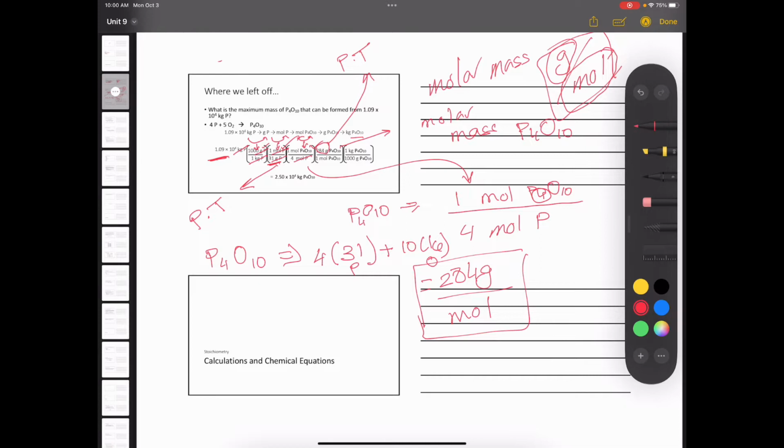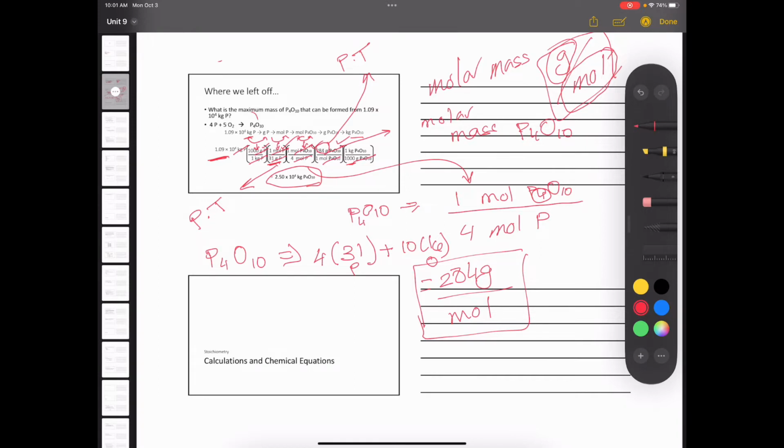Okay? So now moles of phosphorus oxide cancel out with moles of phosphorus oxide. Now I have grams of phosphorus oxide. The last step that I need to do here, because I have grams, again, I started with kilograms, I'll have to finish up with kilograms as well. So what I need to do is use my metric conversion between grams and kilograms. So 1 kg equals 1,000 grams. So the grams of phosphorus oxide cancel with grams of phosphorus oxide, and I have 2.5 times 10 to the power 4 kg of phosphorus oxide.